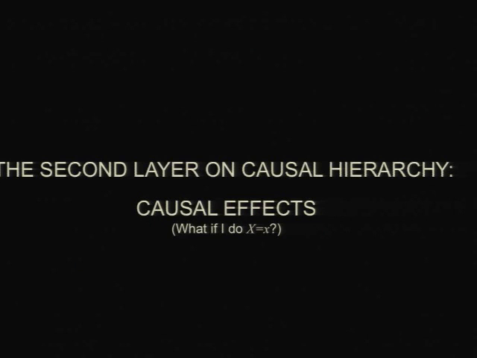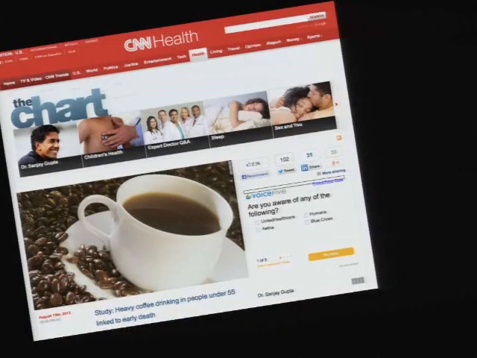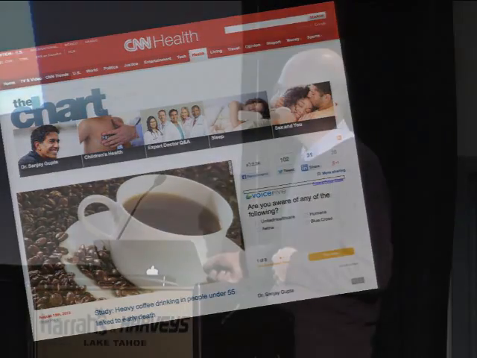Then this was just a brief review. And the second layer is the causal hierarchy. We want to reason with causal effects, or what if we do, or if I do X equal to x. And why do you want that? If you see the news, we're embedded in news of this kind: study finds heavy coffee drinking people under 55 linked to early death.